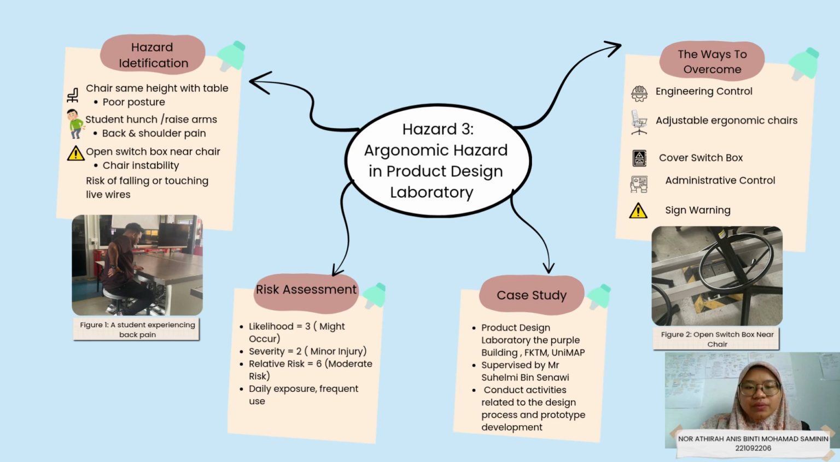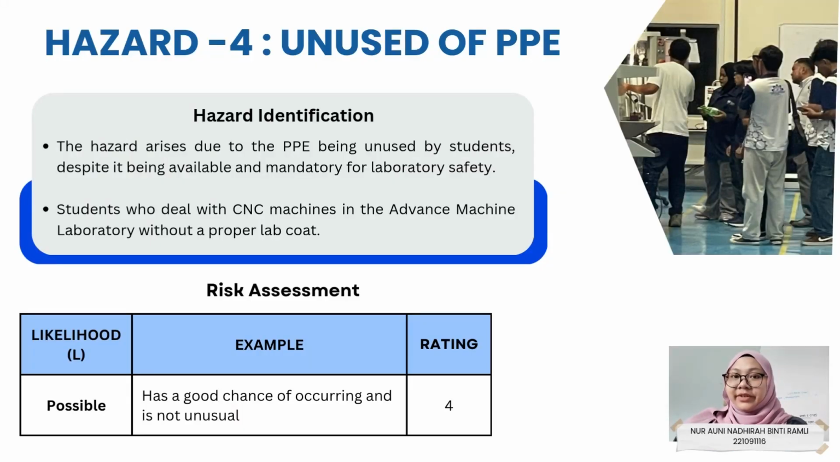Engineering control includes providing an adjustable ergonomic chair and covering the open switchboard to eliminate direct exposure. Administrative control involves placing proper warning signs to alert students about potential risks. By addressing this ergonomic issue early, we can help reduce long-term health problems and create a safer, more comfortable working environment for students. My name is Darah binti Ramli.